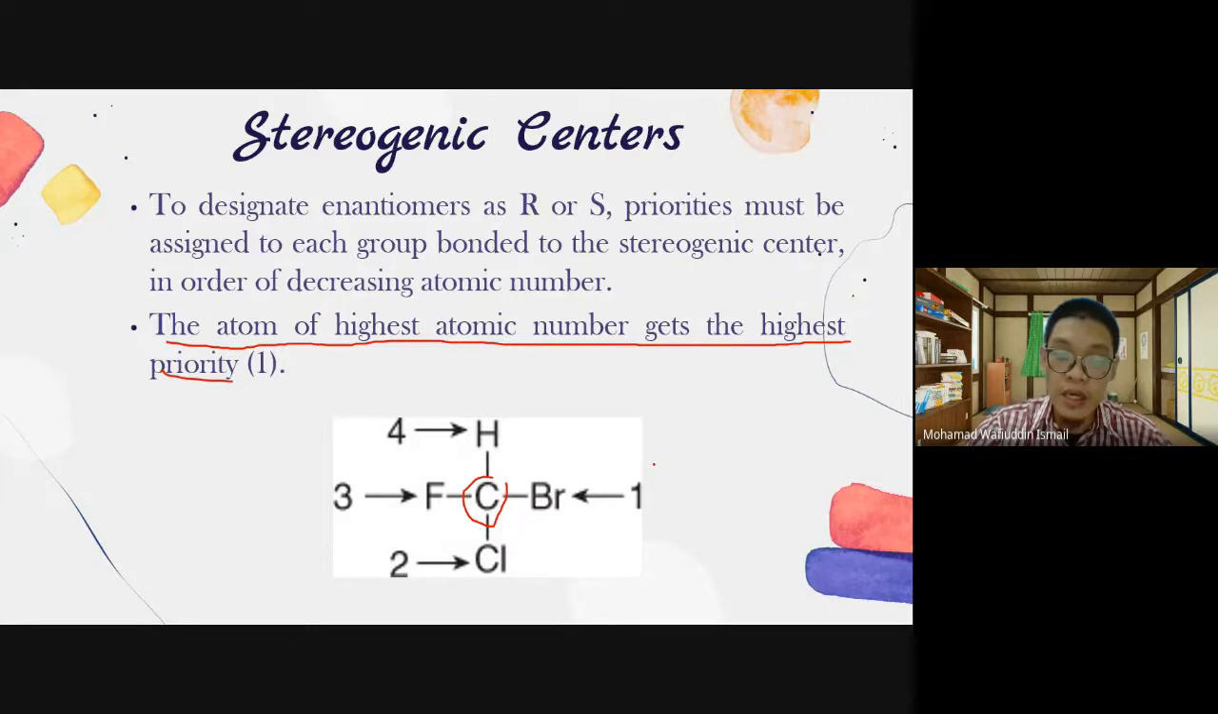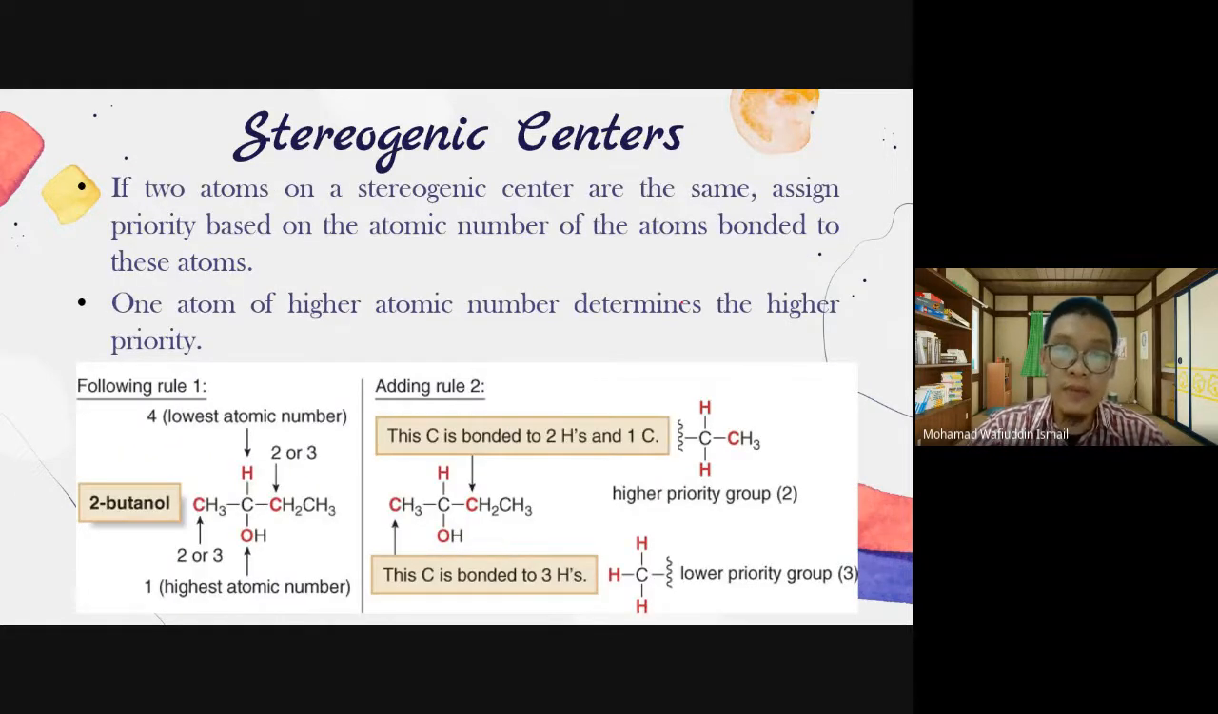Okay, bromine, we have hydrogen, bromide, fluorine, chlorine. So the highest atomic number is bromine, then chlorine, fluorine, and hydrogen. If two atoms on the stereogenic center are the same, assign priority based on the atomic number of the atoms bonded to this atom. The first atom of higher atomic number determines the higher priority.